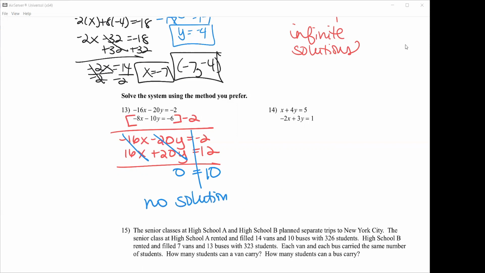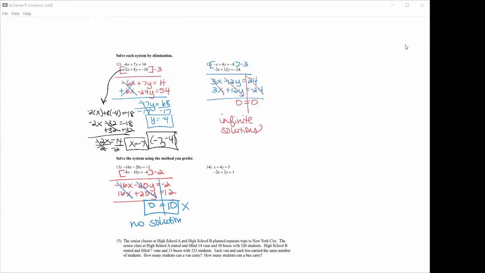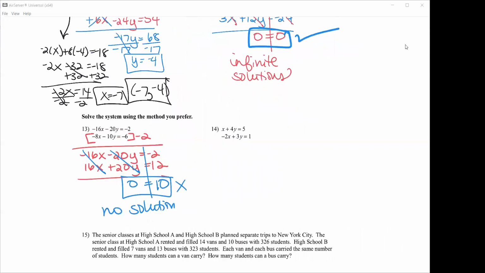Okay, so this is no solution because this statement is not true. This one was infinite solutions because that statement was true. So that's the difference between infinite and no solution.